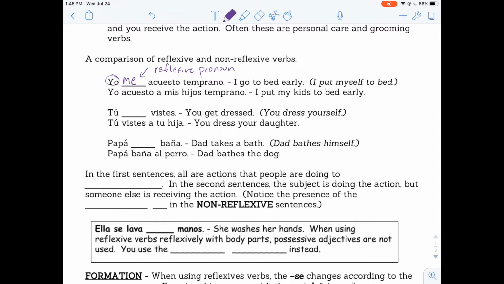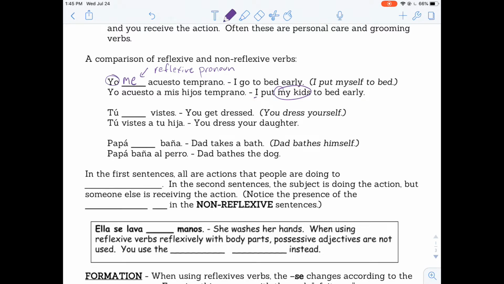And then I have our second example: yo acuesto a mis hijos temprano. I put my kids to bed. Who's doing the action in that? I'm doing the action. But who's receiving the action? My kids. That's who's receiving the action. So it's not me, so it's not reflexive. So I'm not going to use a reflexive pronoun.